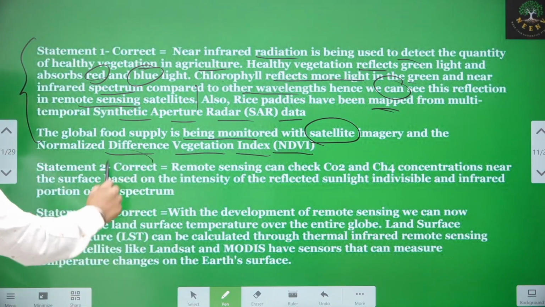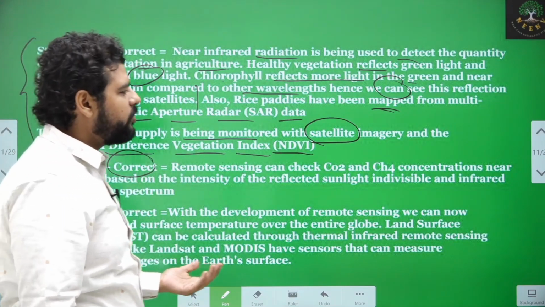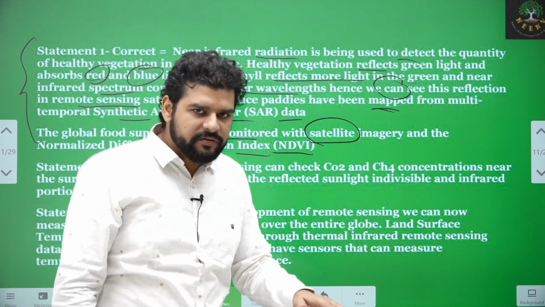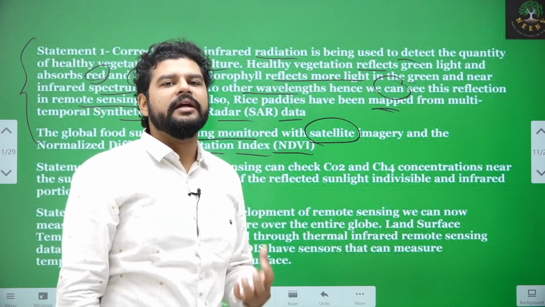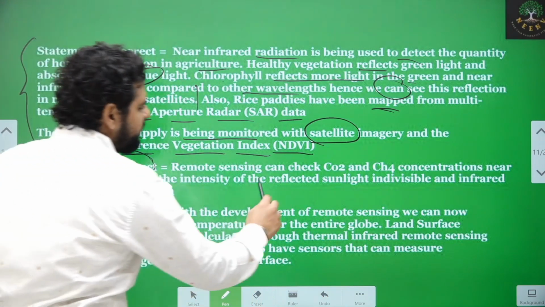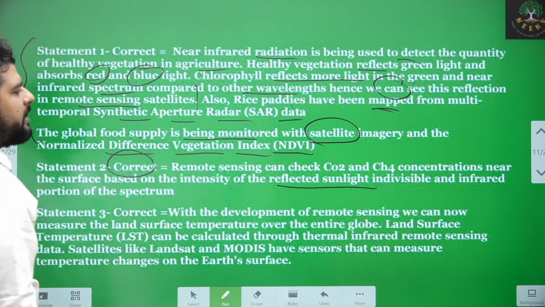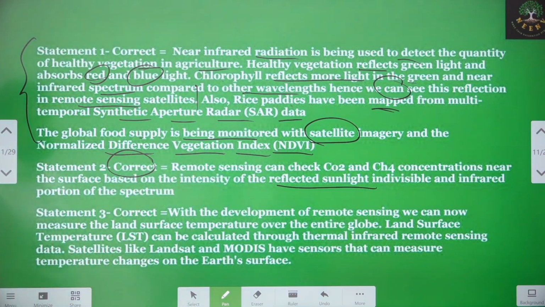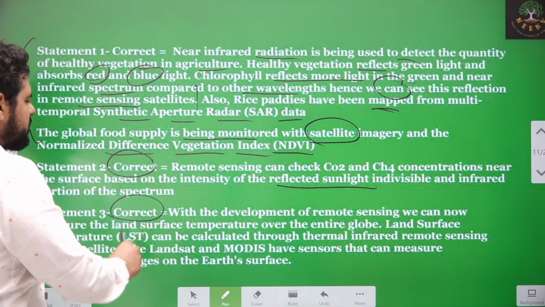Statement 2 is also correct. Remote sensing can check CO2 and CH4 concentrations near the surface of the earth by seeing the heat that is being generated in the area, or the intensity of the reflected sunlight in the visible and infrared portion of the spectrum. Statement 3 is also correct.